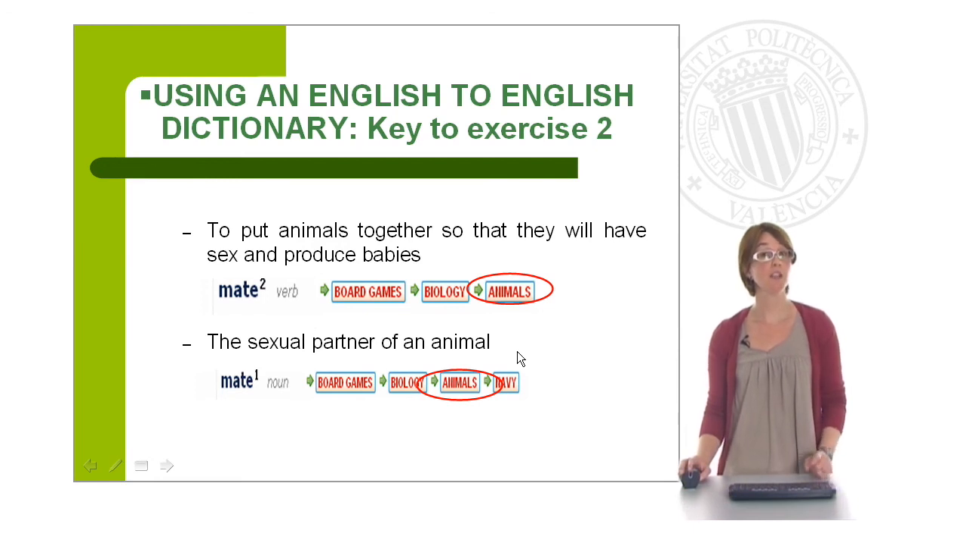Right, and here you have the key for exercise 2. Here in a red circle you have the right domain, the right area in which the verb made is being used in this specific sentence.